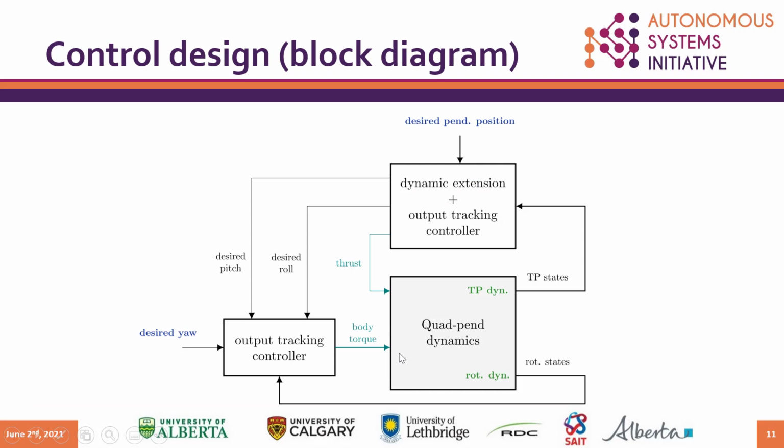This picture represents the structure of the overall system. This part here represents the outer loop, and this part here represents the inner loop. The outer loop generates thrust, desired roll, desired pitch, and the inner loop generates body torque. The user has the freedom to specify the desired pendulum position and the desired yaw angle.